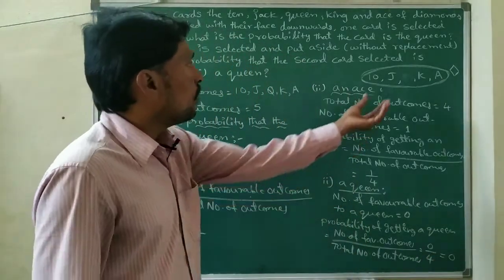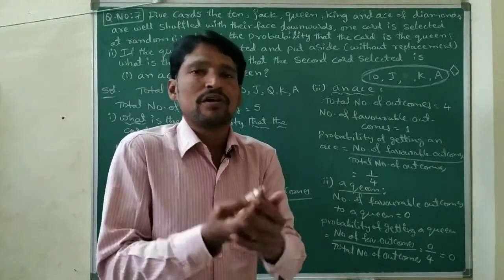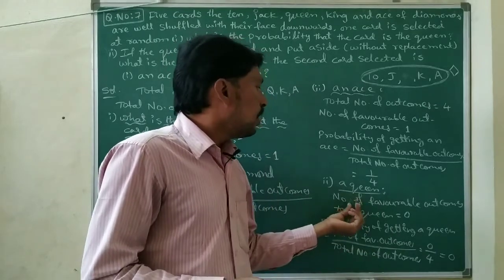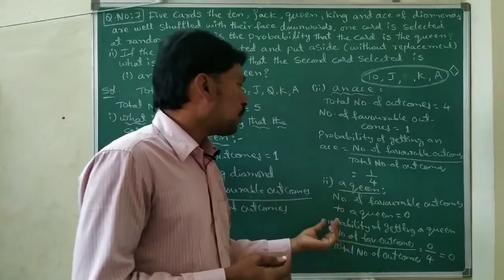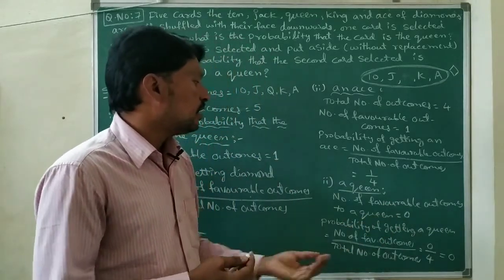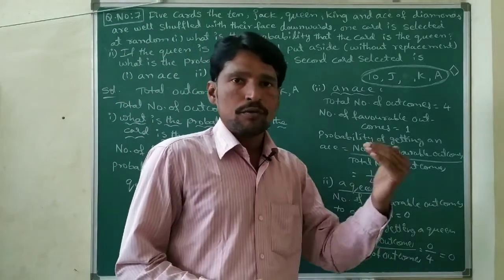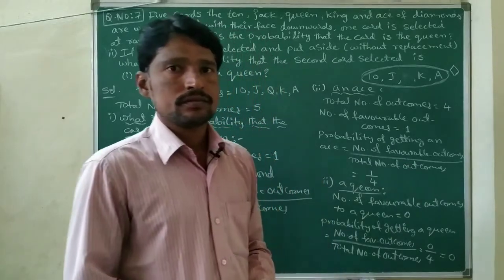So here we took the queen card out. Without the queen, how can we get that queen card? We can't get it. That's why the number of favorable outcomes to a queen is 0. So the probability of getting a queen equals favorable outcomes by total outcomes, 0 by 4, that is 0. Next.